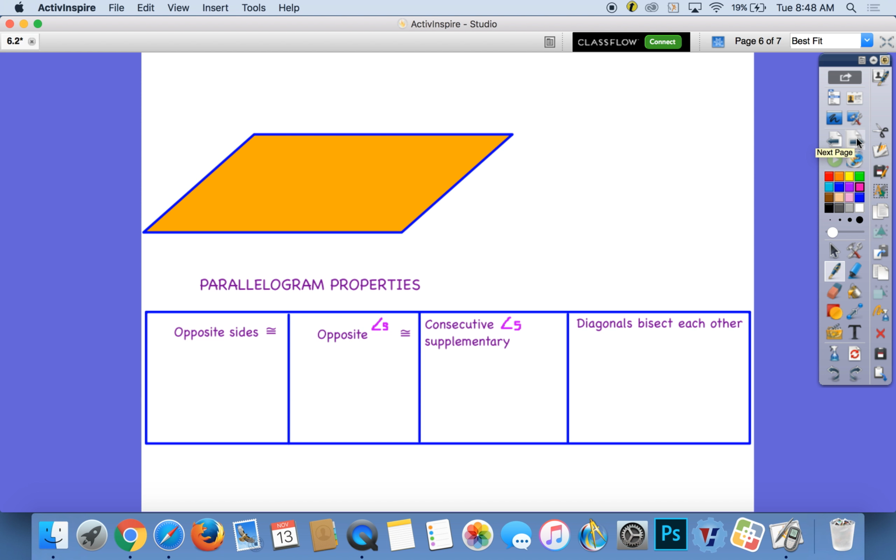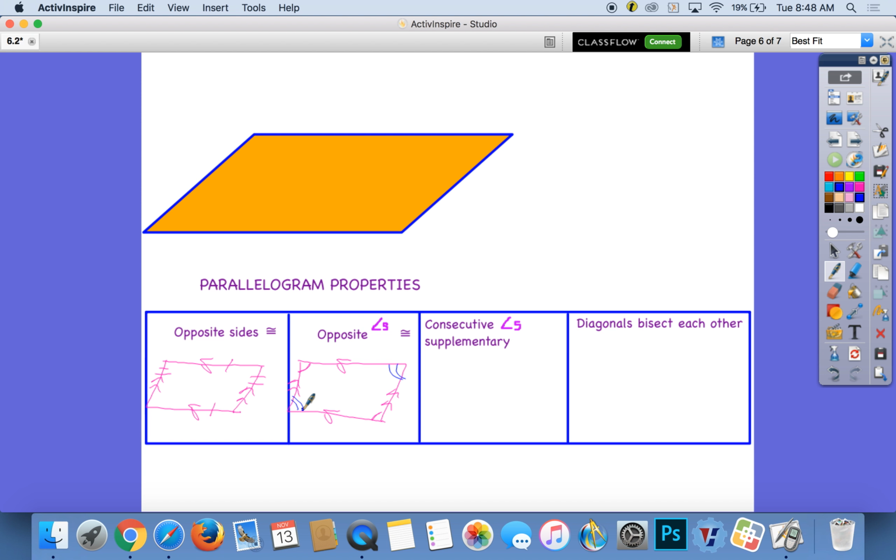All right? So opposite sides are going to be congruent. So here's your parallelogram. Again, these guys are parallel here. Therefore, the opposite sides are going to be congruent. Your opposite angles are going to be congruent. So this guy is congruent to this guy. This guy is congruent to this guy.